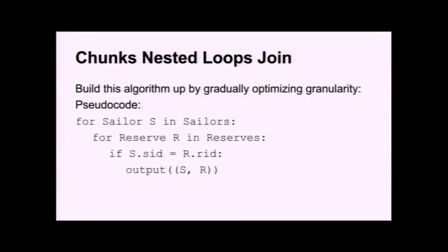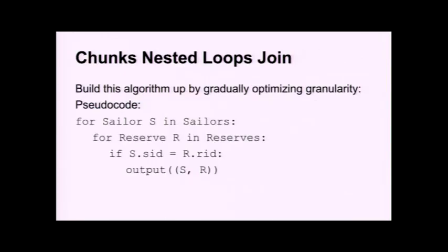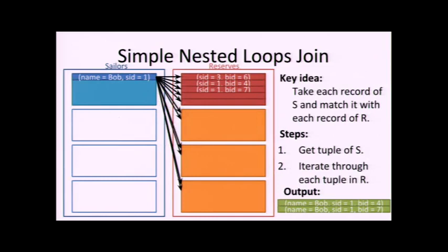And so the first simplest join you might think of is a chunk nested loops join. And at the very smallest level of granularity, we're going to be joining tuples together. So for each tuple in our outer relation and for each tuple in our inner relation, we're just going to check if the join predicate matches. And if it does, we're going to output it. We're going to take each record in R and each record in S, and we're going to output it if the predicate matches.